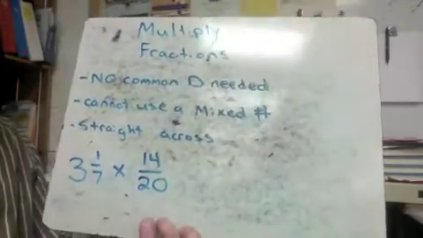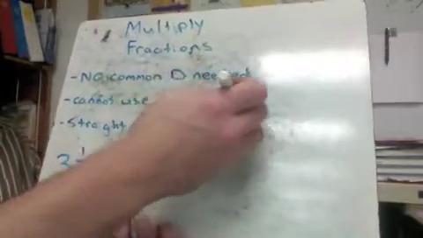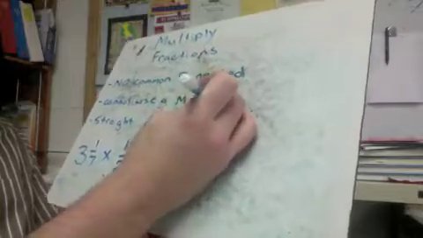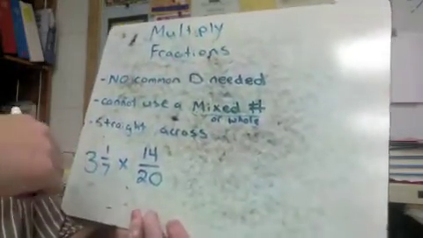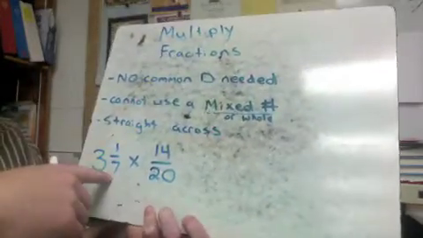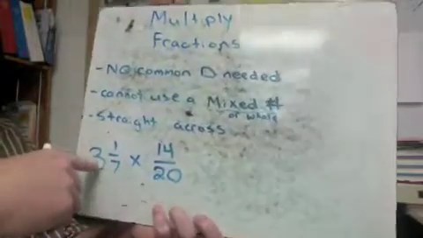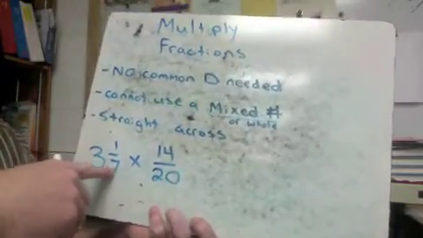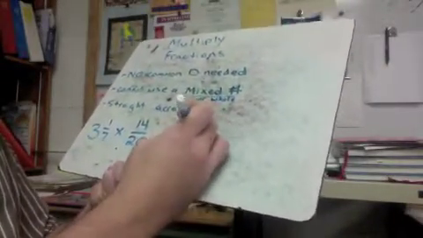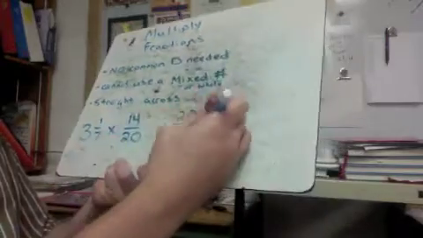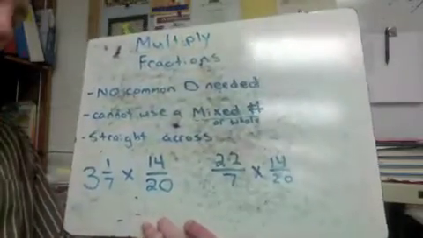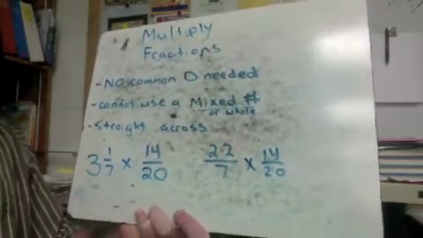Alright, let's start by putting this one in the format we need because we can't use any mixed numbers or whole numbers. Our fraction has to look like top, bottom. That's the only thing that's going to work for this. So if I do 3 1/7, 3 groups of 7 is 21, plus our extra 1/7 would be 22. So I will put 22/7. This one's fine, times 14/20.